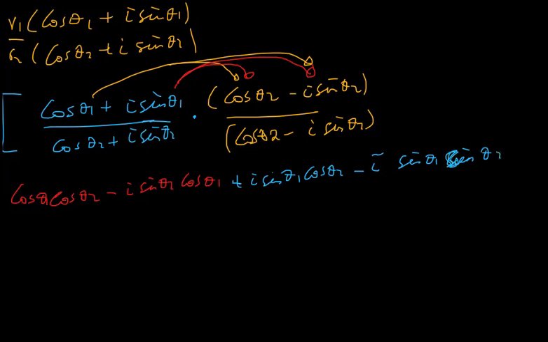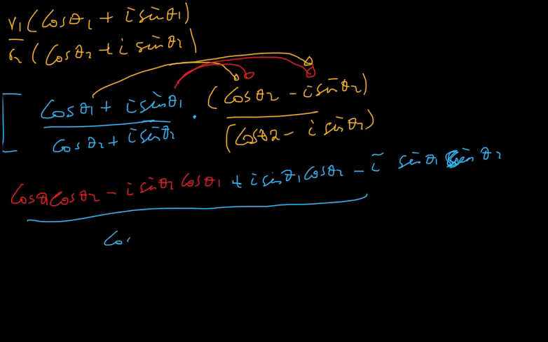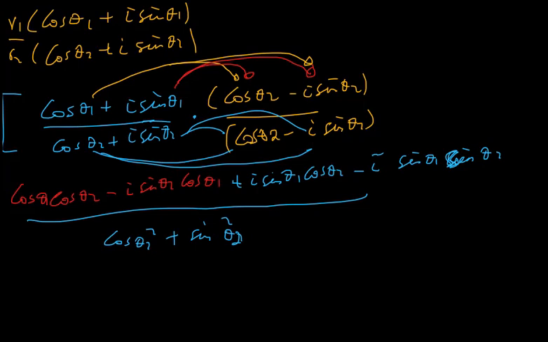So now let's combine. Since this is a kind of perfect expression from your real numbers, x plus y times x minus y is x squared minus y squared, but in this case, since it is a complex number, we have i squared, it becomes negative, so that leads to cosine of theta 2 squared plus sine theta 2 squared. This is what we get when you distribute this and work with the other one. The same is true here.